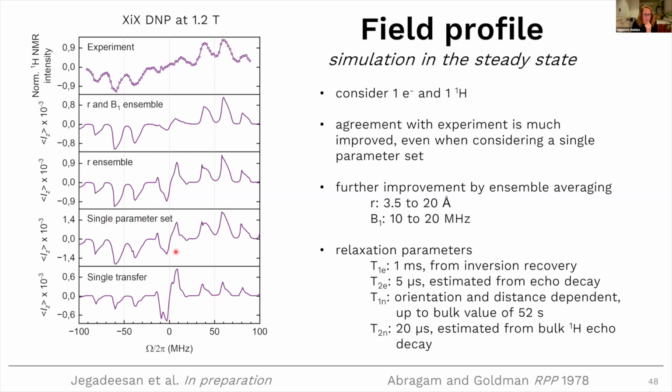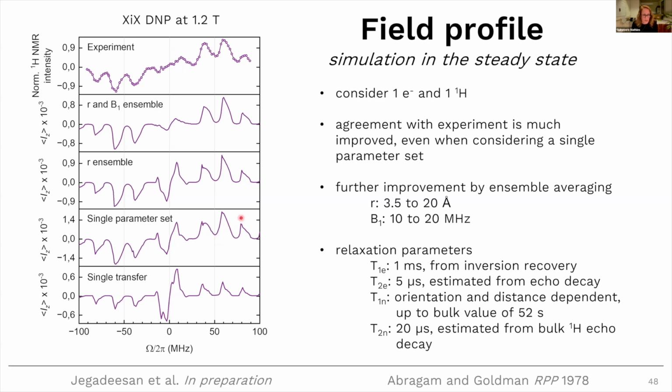And now when we go to the steady state, you see immediately that things get a lot better. The shapes of the peaks match the experiment much, much better. The intensity of this feature is much reduced. We see intensity here in between the peaks. So really, it makes a big difference. It helps a lot to simulate in the steady state.